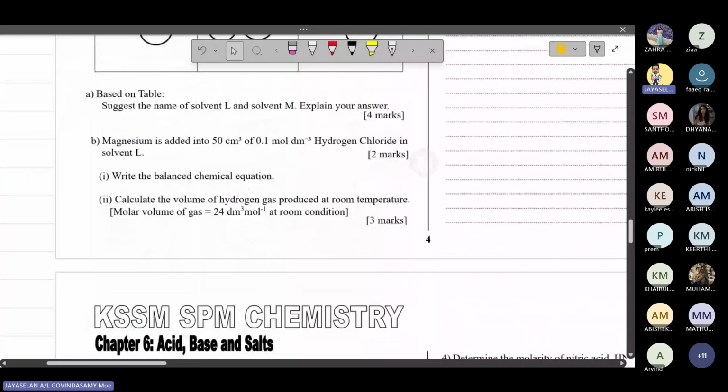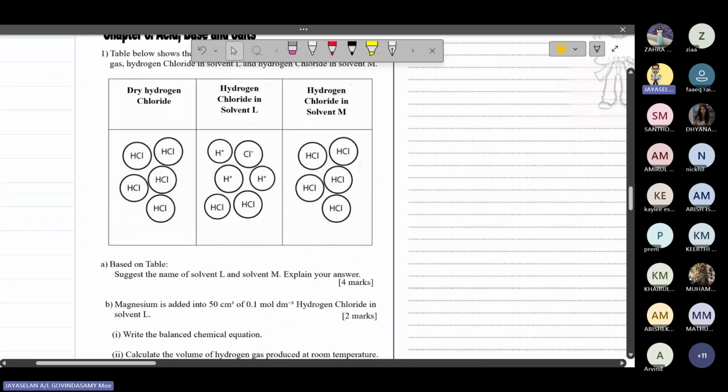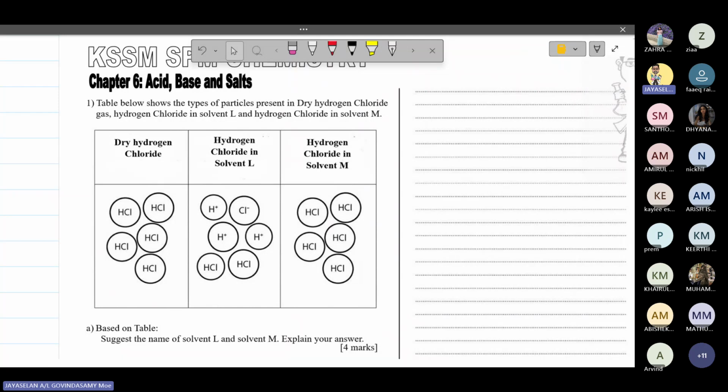Okay, now you all go to page 4. Page 4. Okay, saya bagi 1 minit untuk kamu baca soalan ini. The table shows 4 types of particles present in dry hydrogen chloride in solvent L. Hydrogen chloride in solvent M. Pelarut M, pelarut L. Okay, kan?